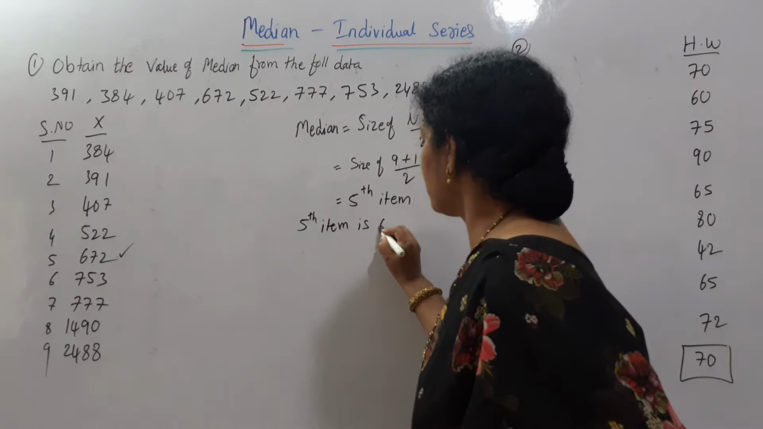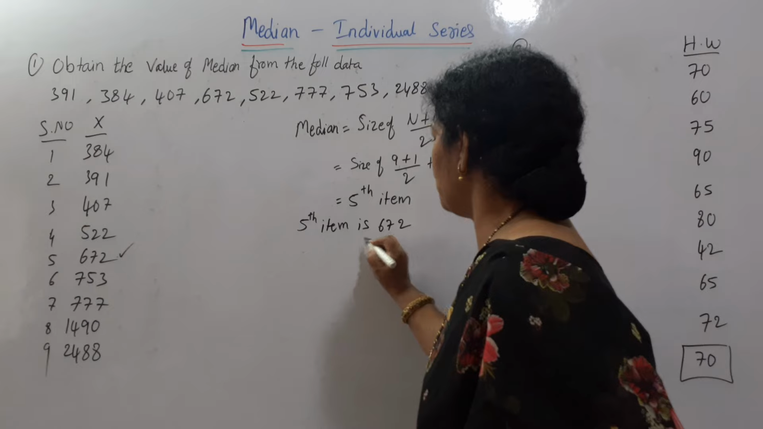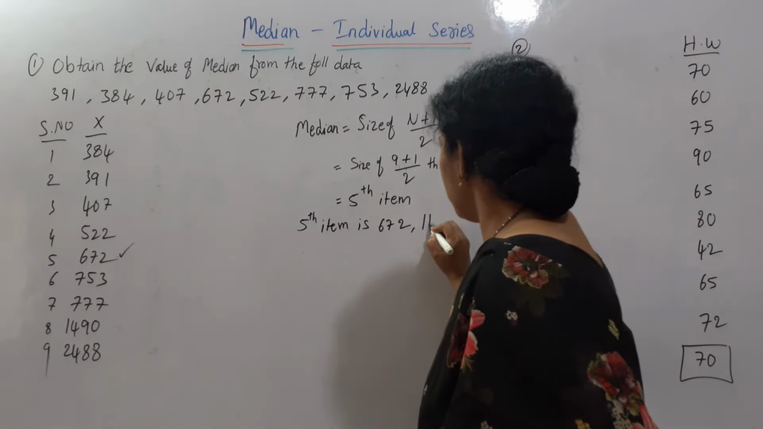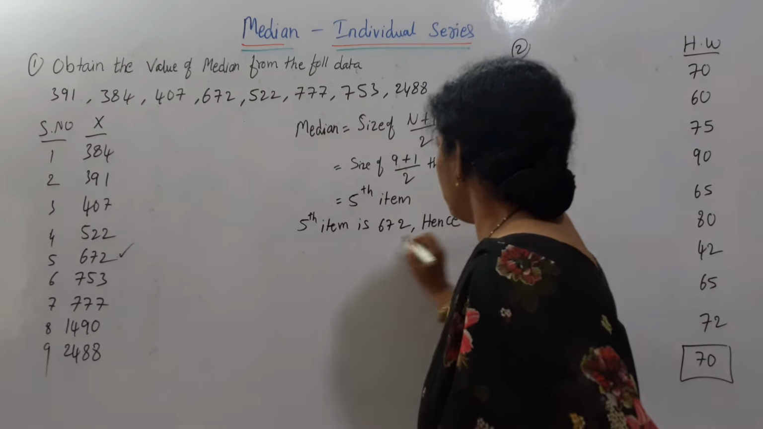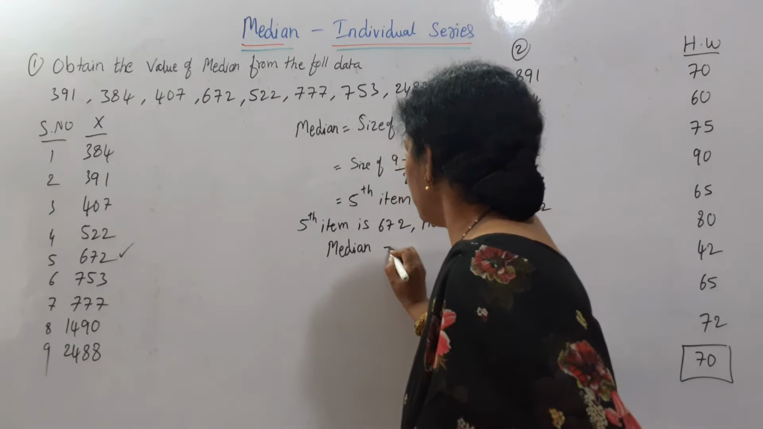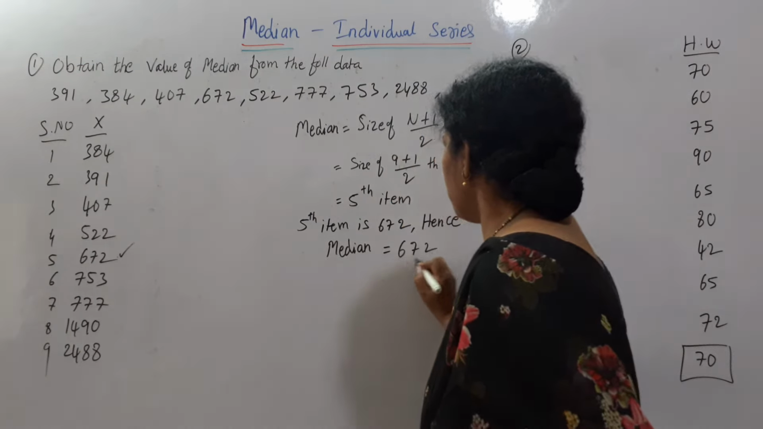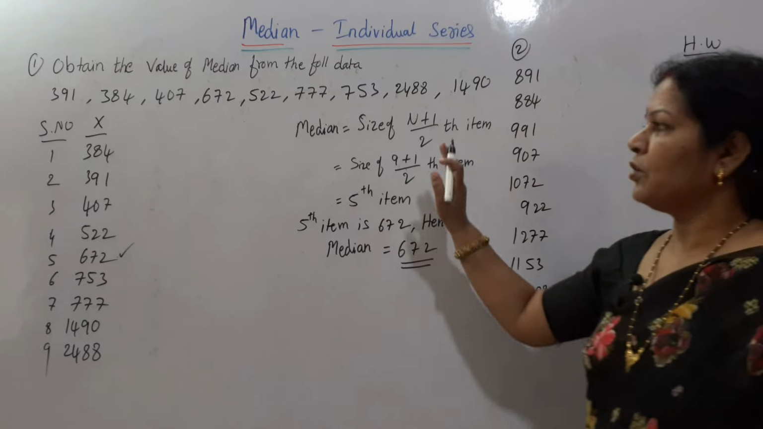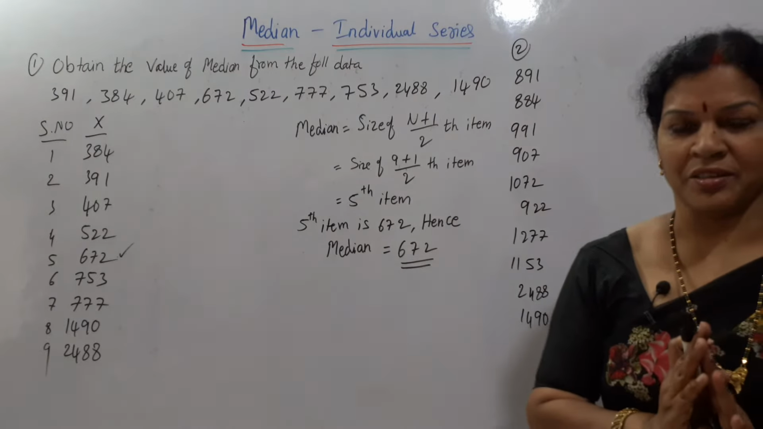is 672. Hence, median is equal to 672. So, this is your answer.